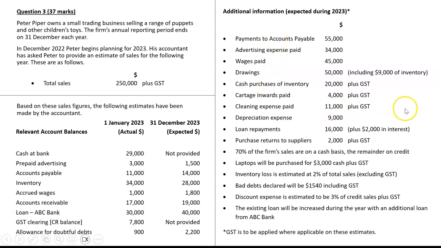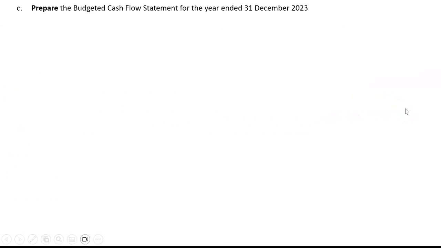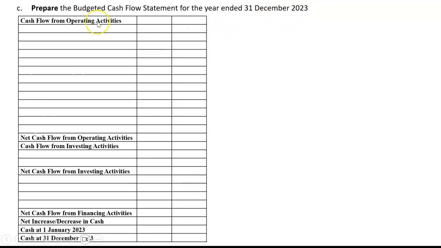And why we did those account reconstructions is because in the real world, the important thing that you publish for the public to see is the cash flow statement. We also do an income statement and a balance sheet, but this one says, prepare the budgeted cash flow statement for the year ended 2023. So we've got 3 sections: operating, day-to-day trading activities; investing, which is the buying and selling of non-current assets; and financing. So there's only 4 things that go in there.